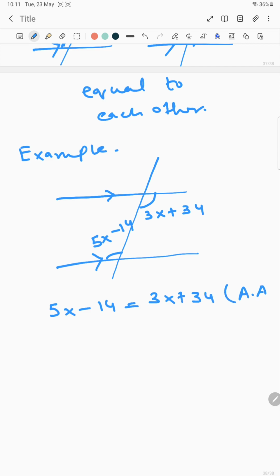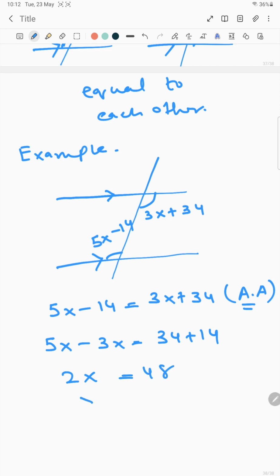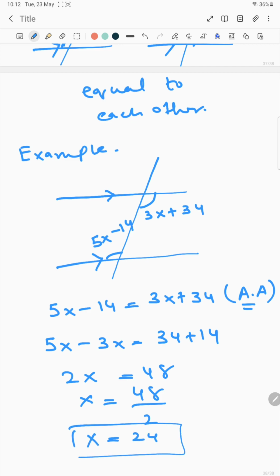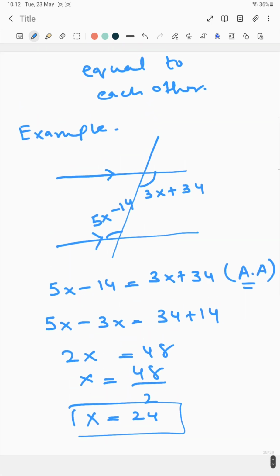These are alternate angles. In short form, we always write AA. It means alternate angles. Now 5x minus 3x is equal to 34 plus 14, and 5x minus 3x is 2x. 34 plus 14 is 48. 2 is multiplying here. When 2 goes to the other side, we just have to divide it. So you can find the unknown x by using the property of alternate angles.